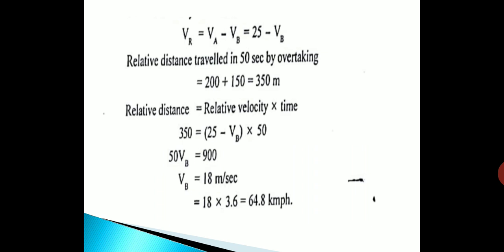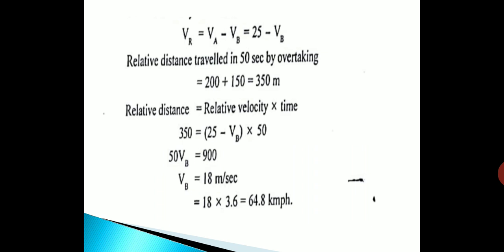Now the total distance covered while the process of overtaking happens is the length of train A plus the length of train B, which is 200 plus 150, equal to 350 meters. I think the step is very similar to the one we did in the last problem. Therefore, relative distance can be written as relative velocity into time, or the other way, velocity is equal to distance travelled upon time taken. You can directly substitute in that way also.